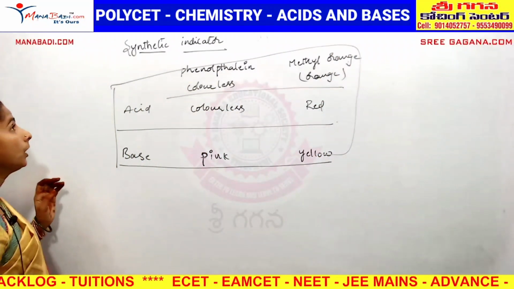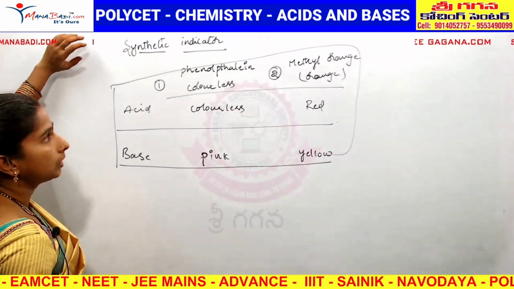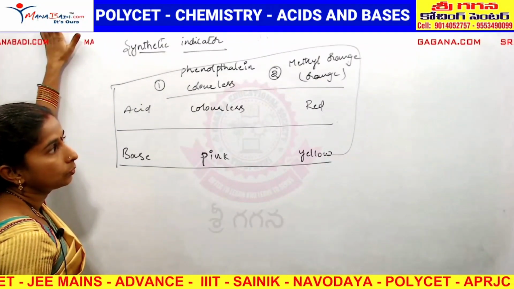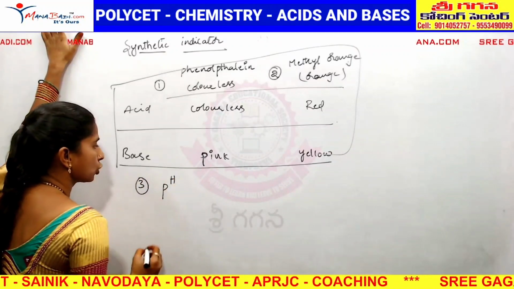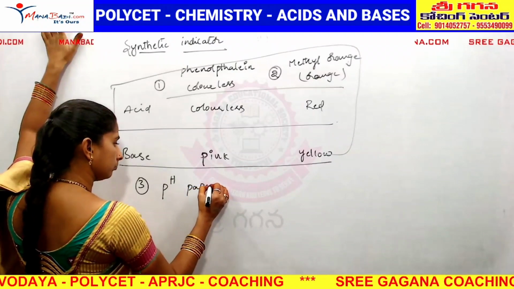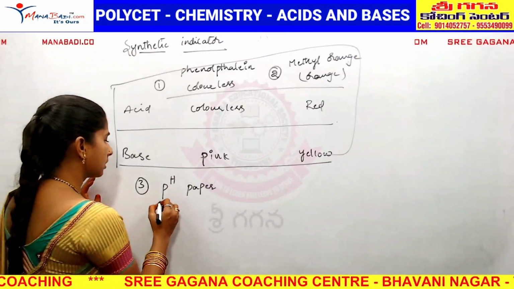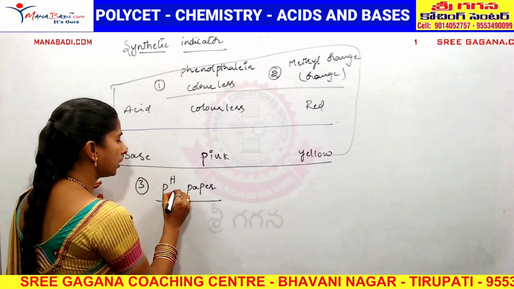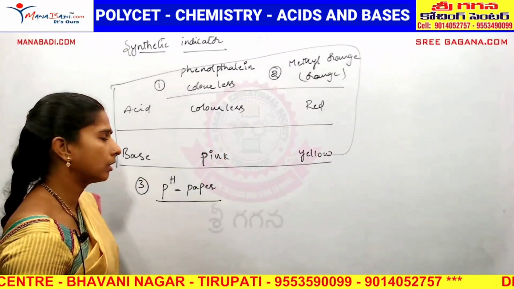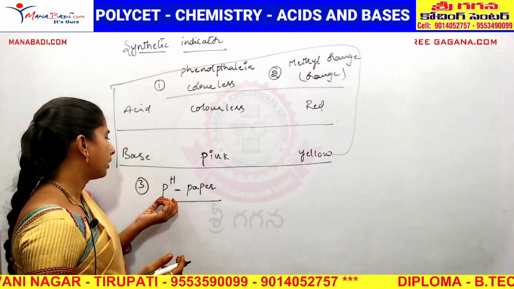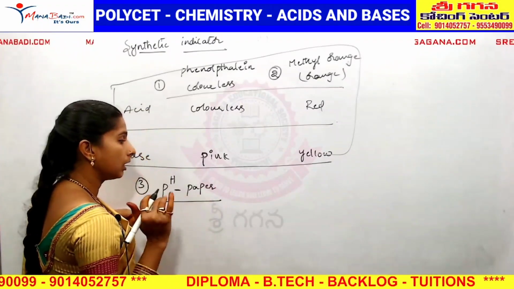After that, one more. These two, phenolphthalein indicator and methyl orange indicator, are synthetic. One more synthetic indicator is pH paper. Based on pH we have much explanation, and what pH is we will discuss in the next class. But pH paper is what we use as an indicator in our laboratory.